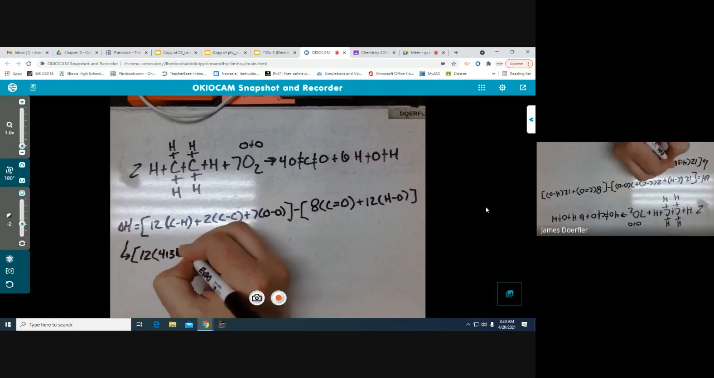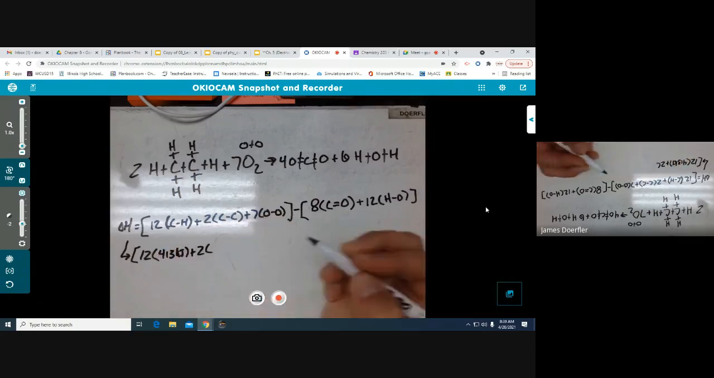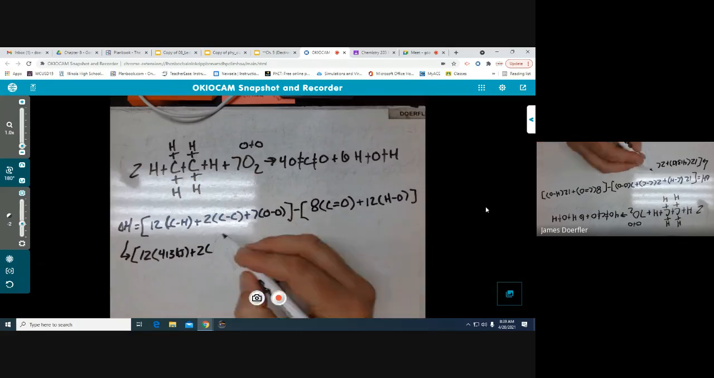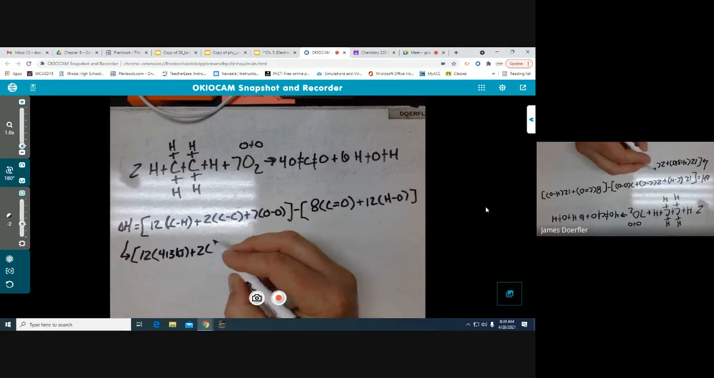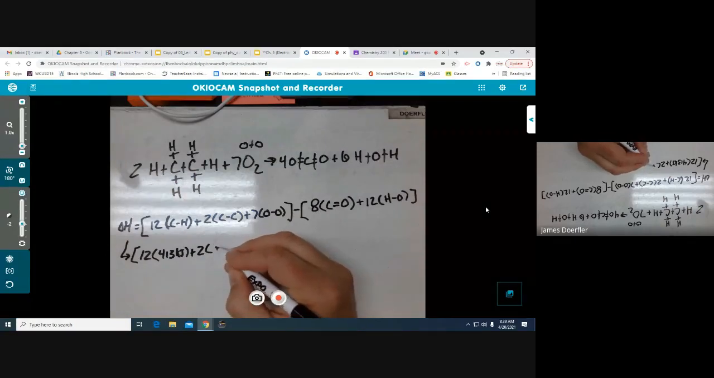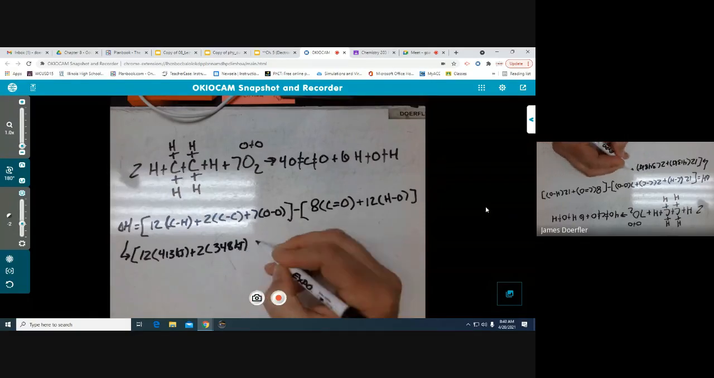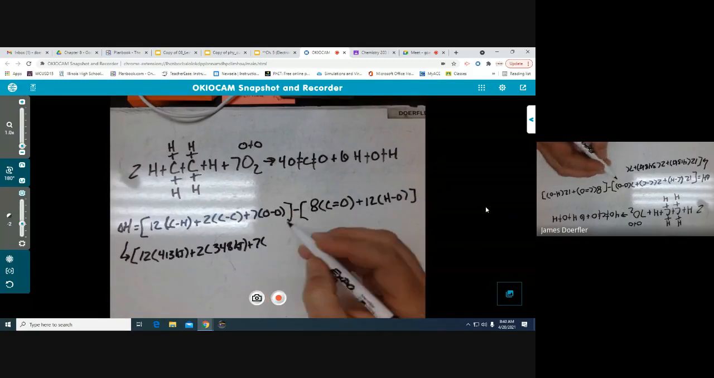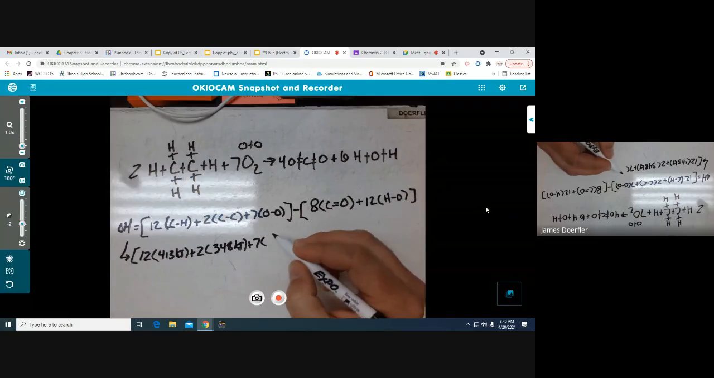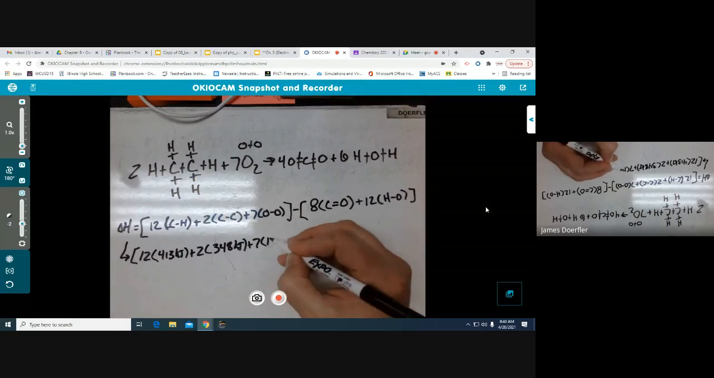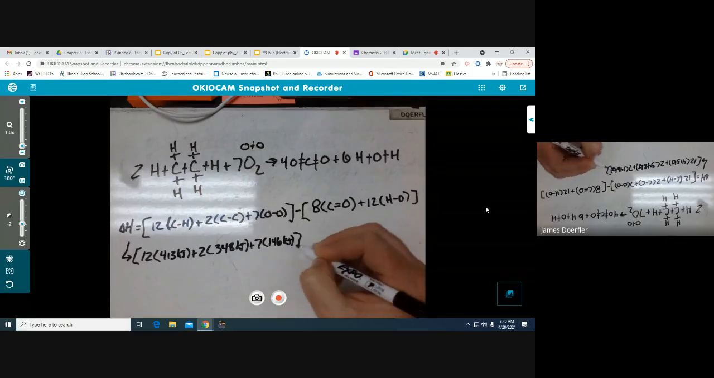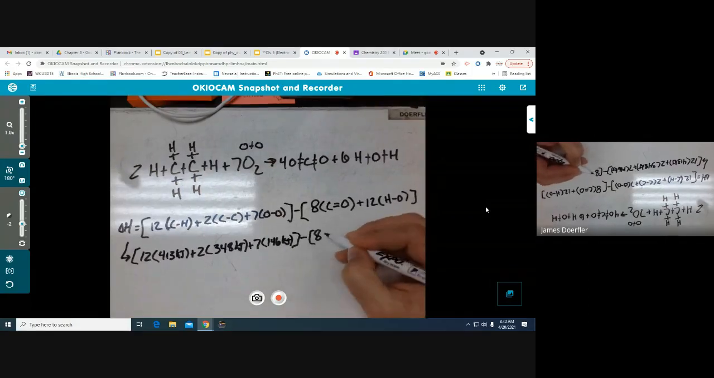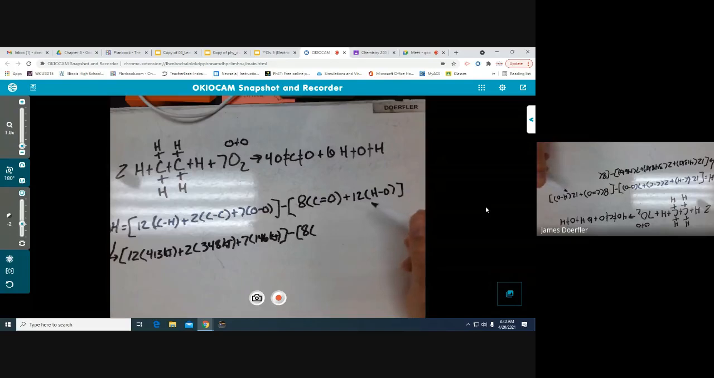413 kilojoules, okay? Plus 2 times carbon to carbon, which is 348 kilojoules, plus 7 oxygen to oxygen single bonds, 146 kilojoules. Okay? Minus from that, 8 times carbon to oxygen double bonds.